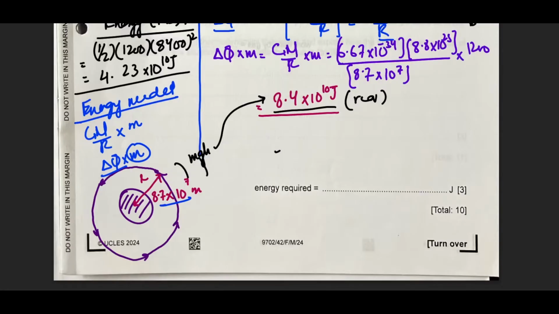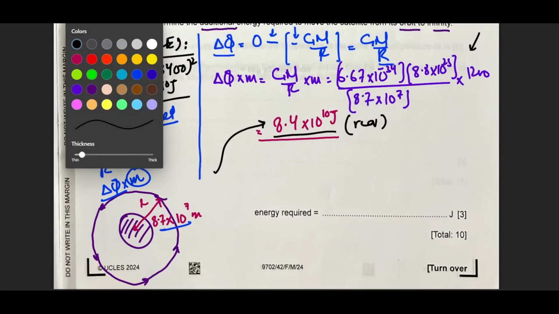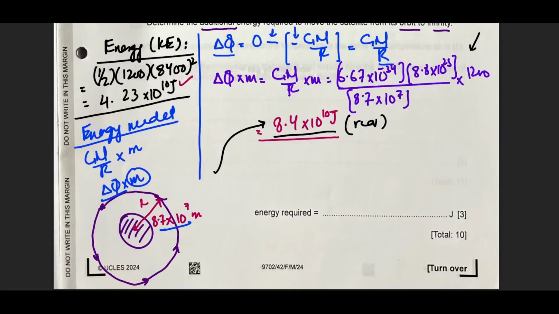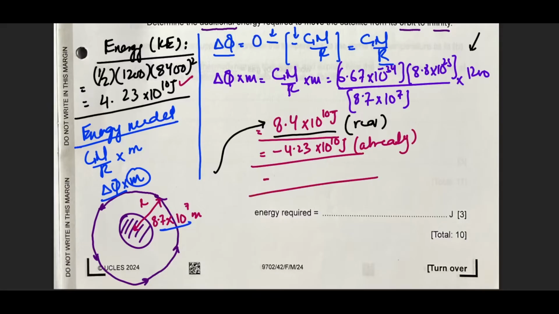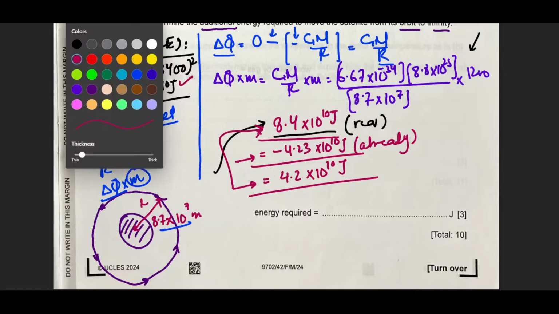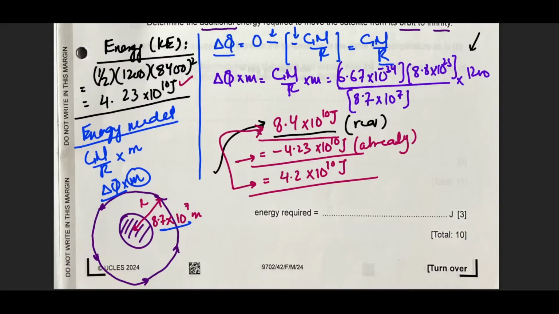Now how do we do this? How much extra energy do we need to give? You see, the object already possesses this much kinetic energy. So the object already has 4.23 into 10 raised to the power 10 joules of energy. Already it has this much in its pocket. So when we take the difference, we find that only an additional 4.2 into 10 raised to the power 10 joules is needed. So the kinetic energy combined with this extra energy will lead to this 8.4 and collectively give us the necessary energy to go up to an infinite distance.